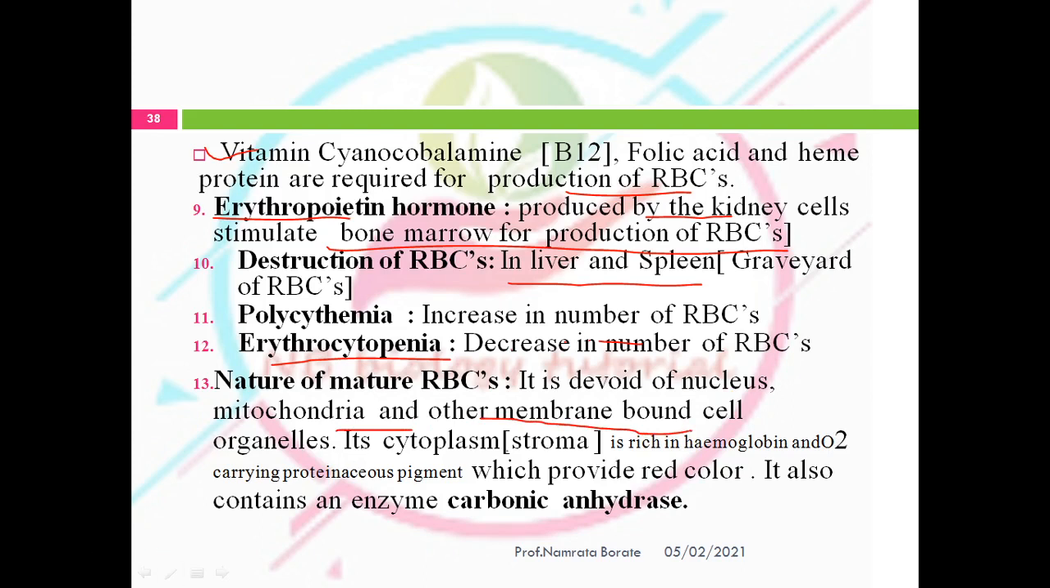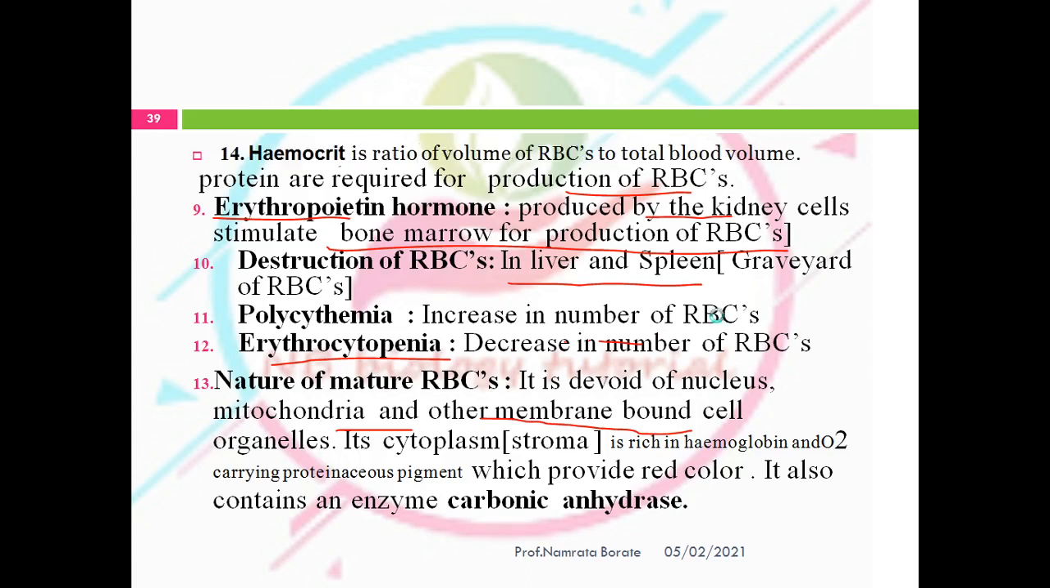It's the cytoplasm, also called the stroma. It is rich in hemoglobin, an oxygen-carrying proteinaceous pigment which gives the blood its red color. Due to the presence of hemoglobin, which is a respiratory pigment, the blood is red in color. It also contains an enzyme called carbonic anhydrase.